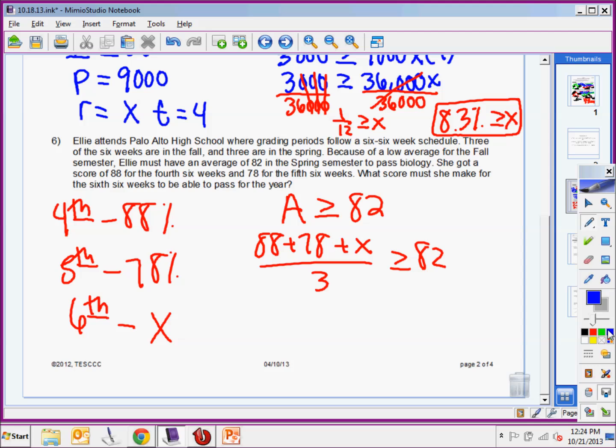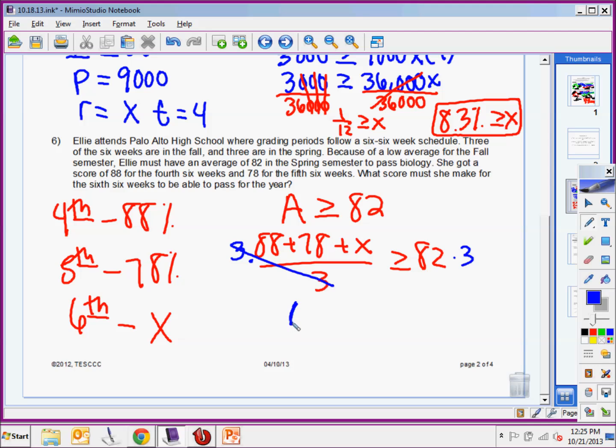So, how do I get x by itself? What's the first thing? We need to add 88 plus 78. Multiply by 3. I need to get rid of this 3. So if I'm dividing by 3, the opposite is to multiply. What I do to one side, I have to do to the other. So what happens here? The 3 cancels out. So I'm left with what's 88 plus 78?